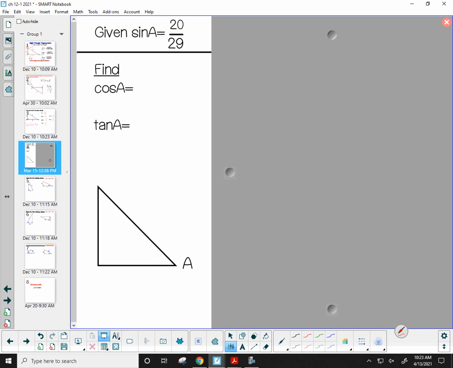Keep in mind, it says the sine of A, they want us to position ourselves at A, and we know sine compares opposite to hypotenuse, right? So the opposite over hypotenuse has to be 20 over 29. The opposite side has to be 20. My hypotenuse has to be 29. Because this is a right triangle, can I find that missing side? How do I find it? Pythagorean theorem. So use your Pythagorean theorem to solve that missing side.